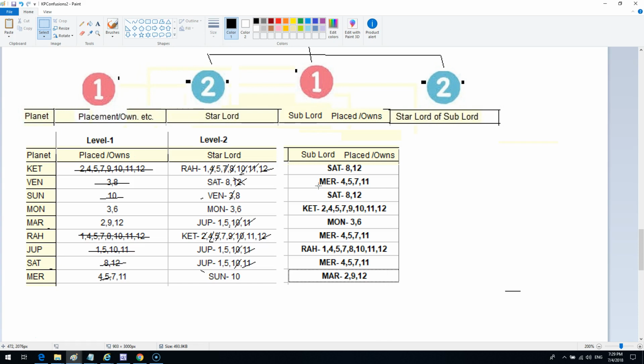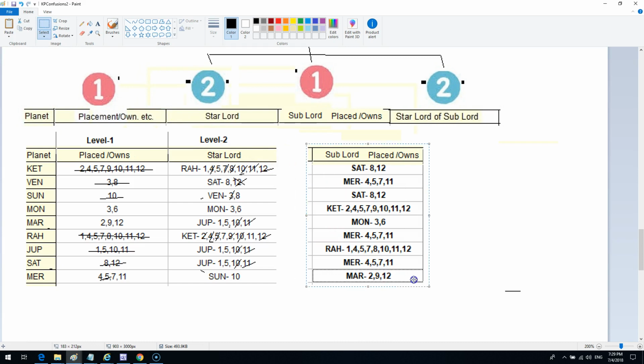So what was the rule number 1? The rule number 1 was that if there are planets in Mercury's star, which will happen because of column number 4 over here. So that I'm going to discuss later. But right now I just want to give you a hint that this particular thing and the fourth column, which is the star lord of the sublord, they follow the same rules but with a slight little difference.